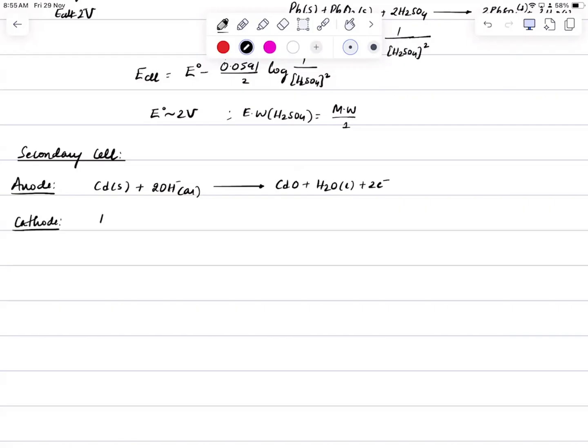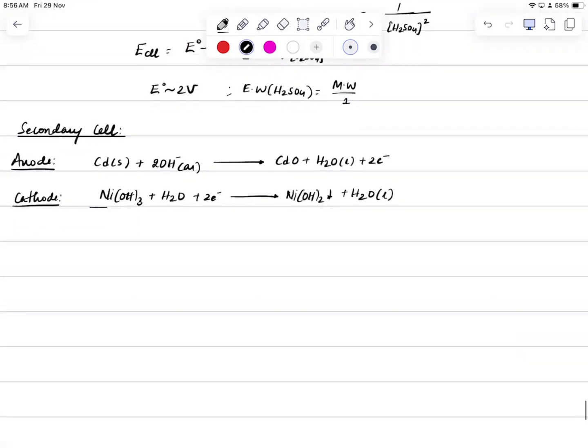When it comes to the cathode, it is Ni(OH)3. Ni(OH)3 plus H2O, plus 2 electrons, will convert into Ni(OH)2 precipitate, right? And that's it, plus another H2O. Okay. So the overall reaction would have cadmium solid plus Ni(OH)3.